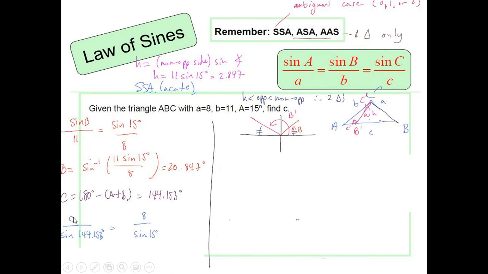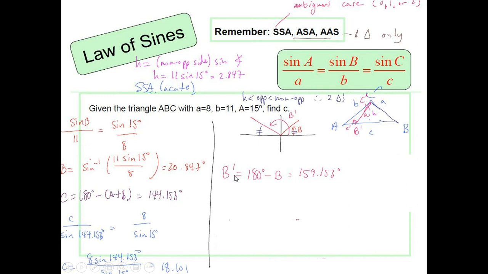The last thing we have to do is find side c. We can use the reciprocals of these here. So that would give us c is equal to 8 times sine of 144.153 divided by sine of 15, equals 18.101. So that's the first case. That would be out here. The large triangle. Now we're going to do this smaller triangle as well.